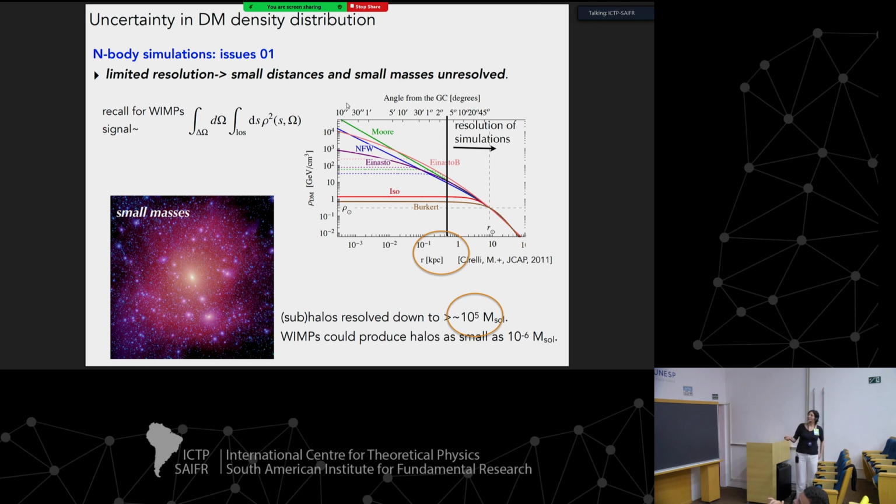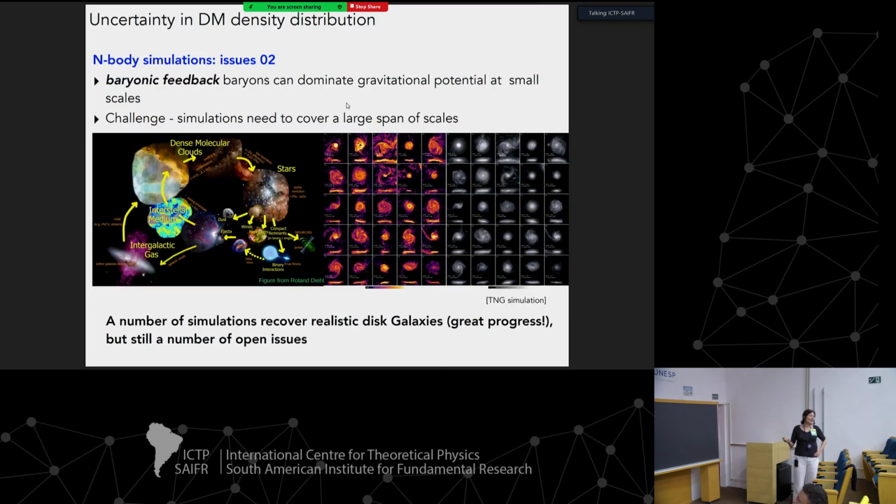But this is something I did not say: even though our simulations can go down, say, only to 10 to the 5 solar masses, in theory, we predict dark matter subhalos down to 10 to the minus 6 solar masses, like Earth-mass subhalos. So this is the prediction, and this is where we stop with simulation. So it's obvious that there are huge uncertainties here. It's obvious that you have to extrapolate, and whenever you extrapolate, you by definition do not know what you're doing.